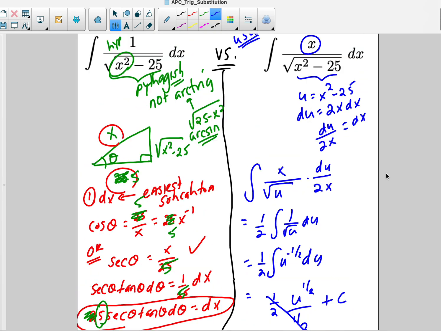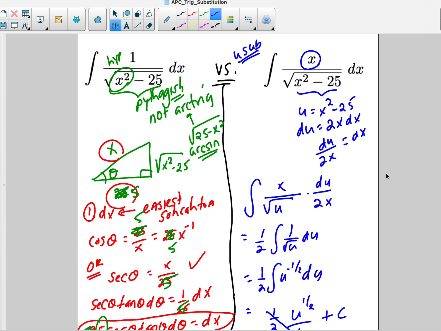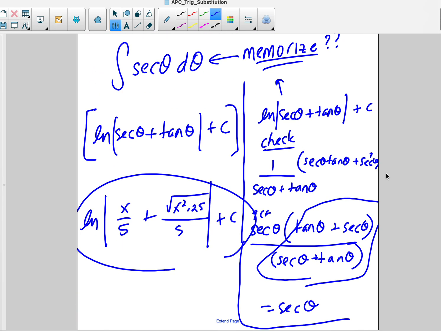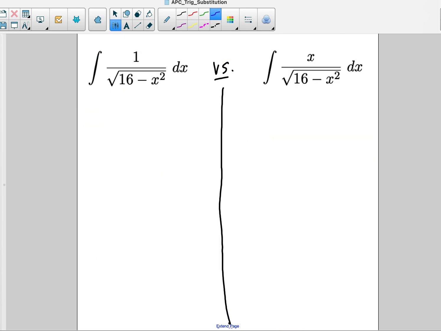Now you can see the difference, like the disparity in the work level, right? I would argue this was not an easy U-sub problem, but it wasn't a hard U-sub problem, and it took maybe half a page. And you can see the disparity with trig sub, which is why everybody hates trig sub. But we're going to do a little bit more because it's good for you.